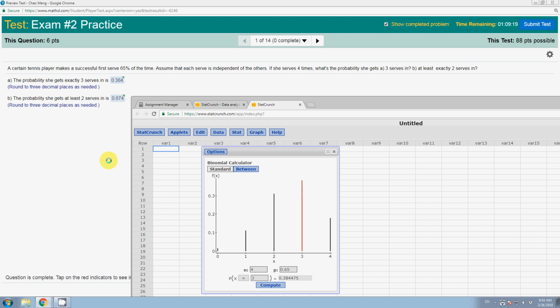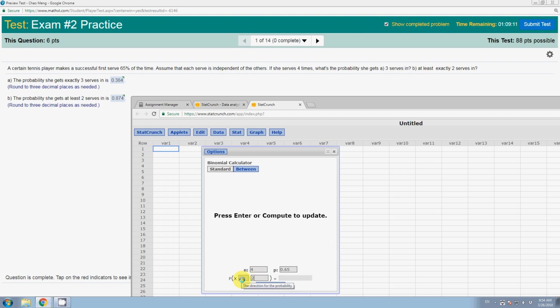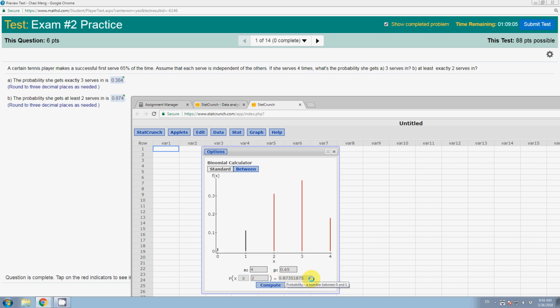serves, at least 2 successes. At least means greater than or equal to 2. So at least equal or greater than 2 successes. Then we click compute. So we get the probability. So that's the first question.